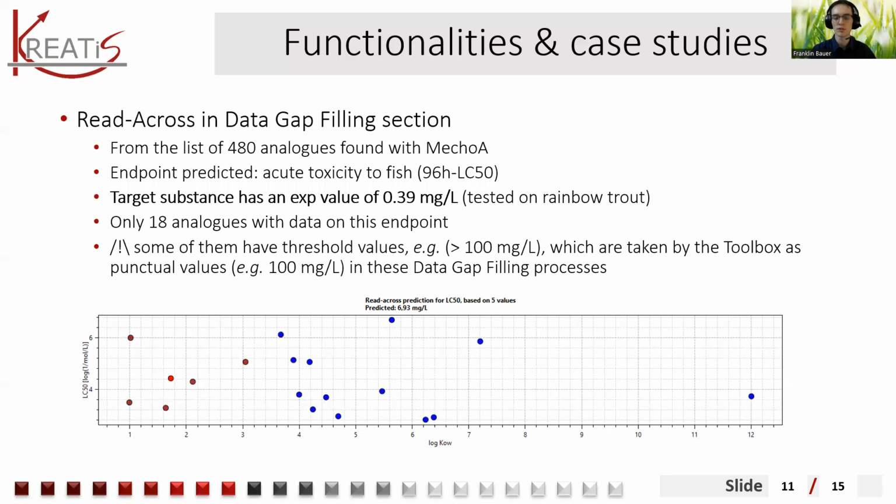We can try first the read across function. Among the 480 analogs, only 18 have data on this endpoint. In the graph below, you see the result of the read across using by default the predicted log KW as descriptor to quantify the distance between chemicals. Using this metric, only the 5 closest neighbors, highlighted in dark red, are used in a mean to generate the prediction for the target substance in bright red on the graph. The value obtained with this method is nearly 7 milligrams per liter, so more than 10 times higher than the actual value.